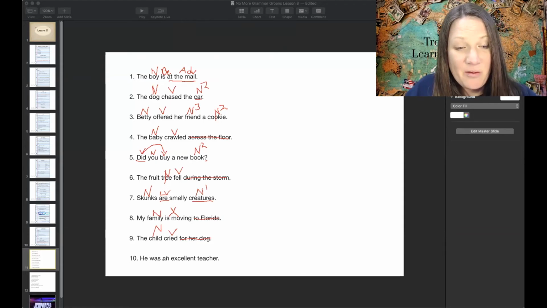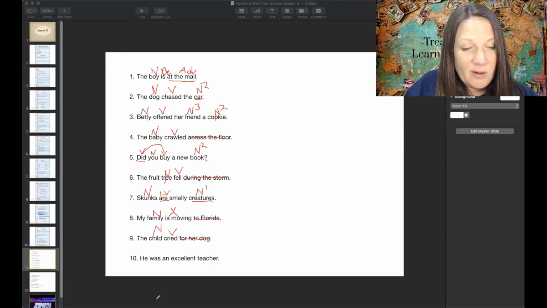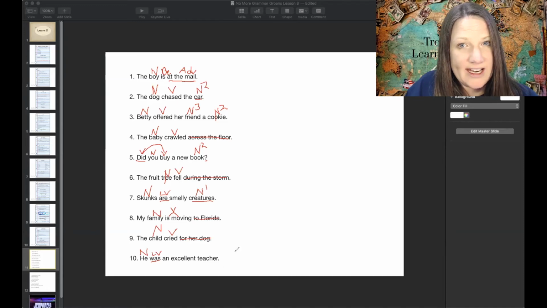Number 10, he was an excellent teacher. Do you see a prepositional phrase? I see a verb. I don't see a prepositional phrase. The verb is was. I'm going to guess because of the sentence, it's a linking verb. He is a subject, and what word links? Is it an adjective that links back to he or a noun? If it said he was excellent, then excellent would be a predicate adjective.